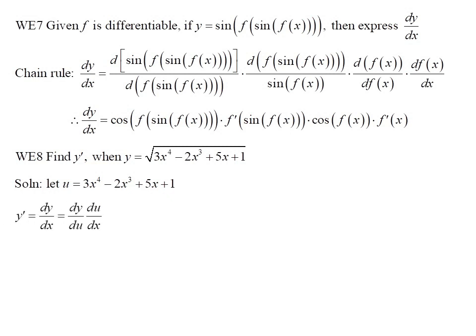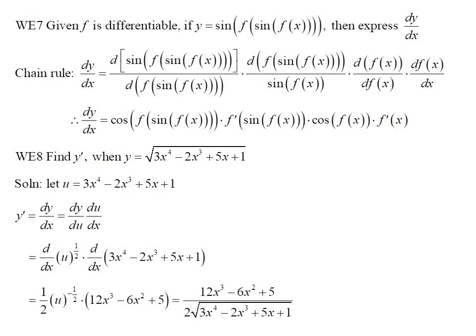So dy/dx equals dy/du times du/dx, which equals d(square root of u)/dx times d(3x^4 minus 2x^3 plus 5x plus 1)/dx. After being simplified, its derivative function becomes (12x^3 minus 6x^2 plus 5) over 2 times the square root of (3x^4 minus 2x^3 plus 5x plus 1).